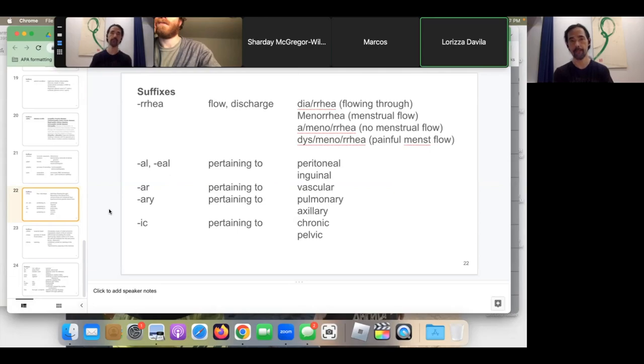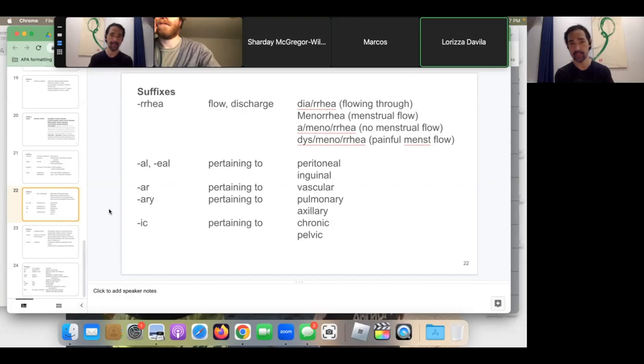Rhea, this one is used a lot: diarrhea, amenorrhea. Okay, so rhea means flow or discharge, and dia means across or through. So it's literally through flowing or flowing through. It's like the water is going right through the person. The feces and water are going right through the person, flowing through.